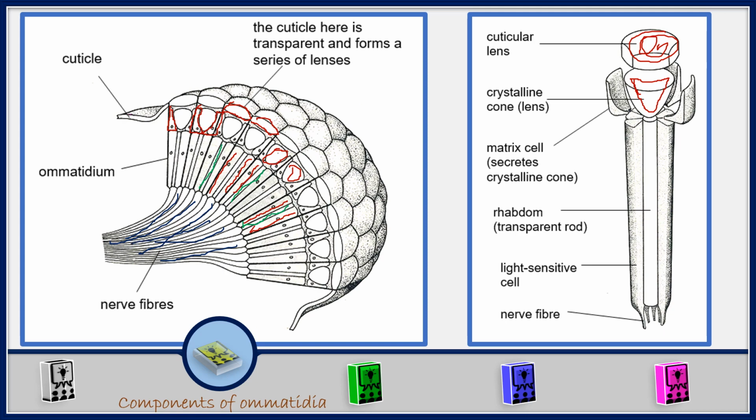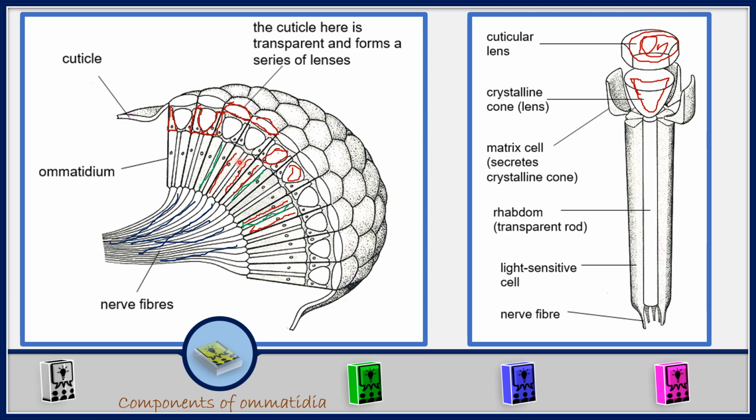It is made up of the first layer, which is the cuticular layer, which contains lenses. And then when you move from the cuticular layer, you come to the crystalline cones. They are also lenses, and these crystalline cones are produced by matrix cells. Those cells on the sides are the ones we are calling the matrix cells, which secrete the crystalline cones.